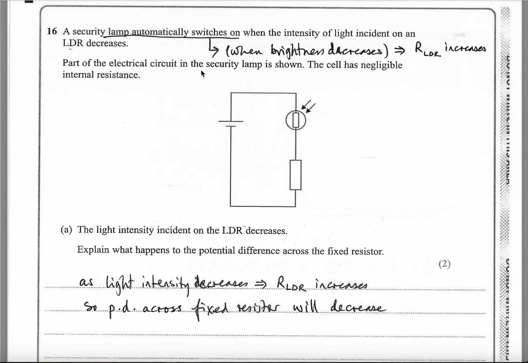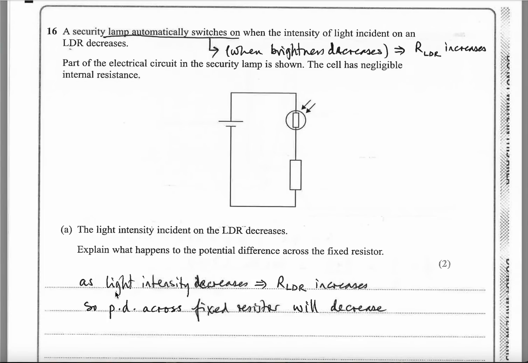So part of the electric circuit in the security lamp is shown. The cell has negligible internal resistance. In reality, remember, cells have some internal resistance. What they're saying is don't worry about it for this case. They've got two resistances dividing the potential difference that is provided by the EMF of the battery, so you don't have to worry about the third resistance, which is inside the cell. The light intensity on the LDR decreases, so imagine one of the arrows has disappeared. Explain what happens to the potential difference across the fixed resistor.